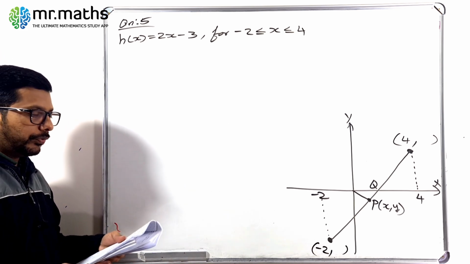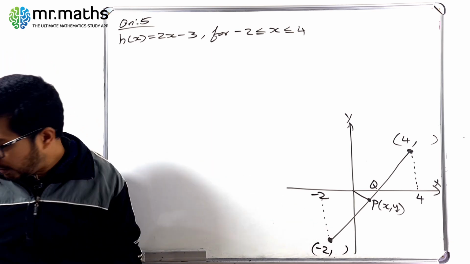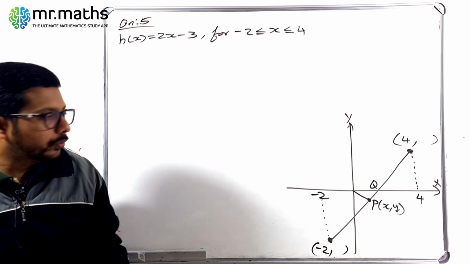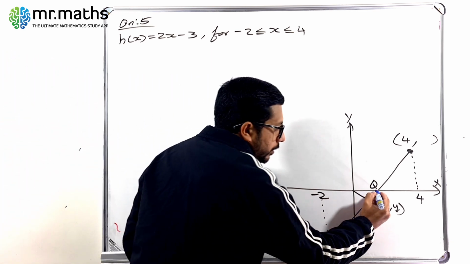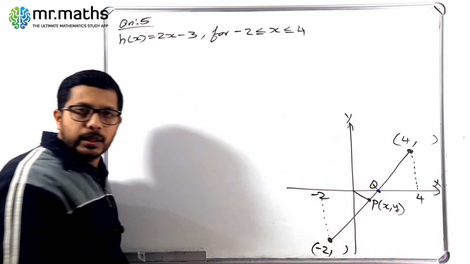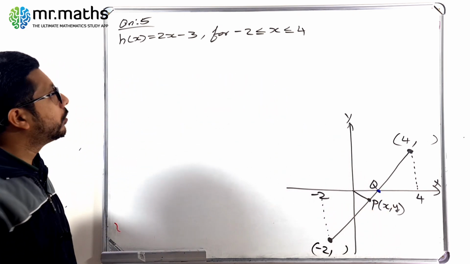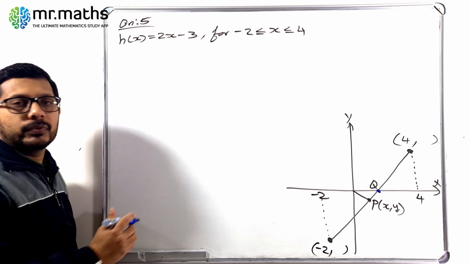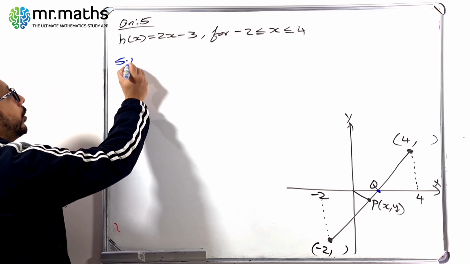Determine the coordinates of Q. That is the first question. Determine the coordinates of Q. Q means what? Q is the x-intercept, am I right? So you have to find the x-intercept of this one. That is question number 5.1.